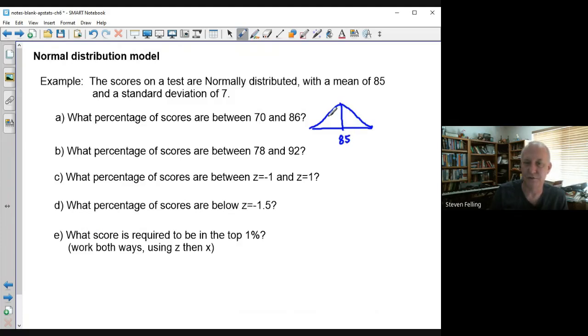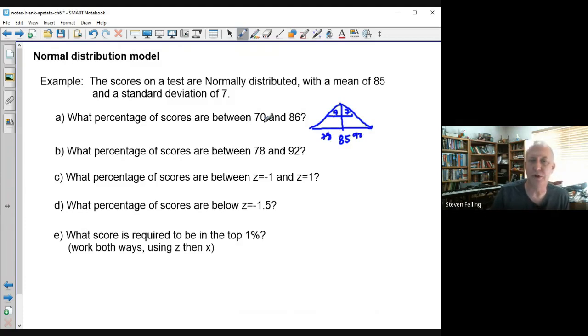They told me the standard deviation is 7, so I'd draw my line and say this is 7 and this is 7. And so 85 plus 7 turns out to be 92, right? So this will be 92 out here. And if I go one less, that's going to be 78, okay?